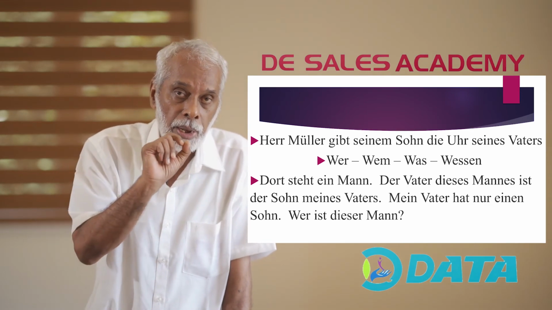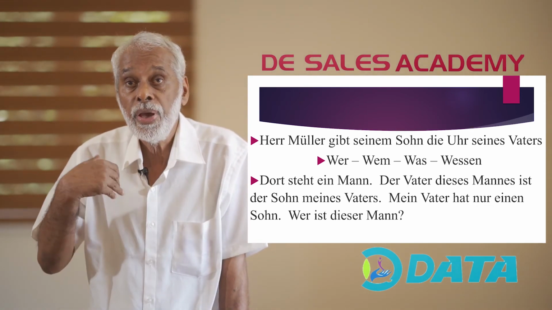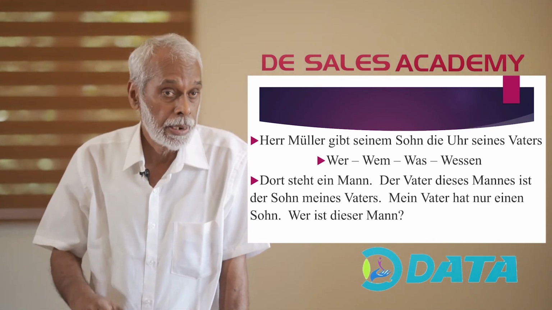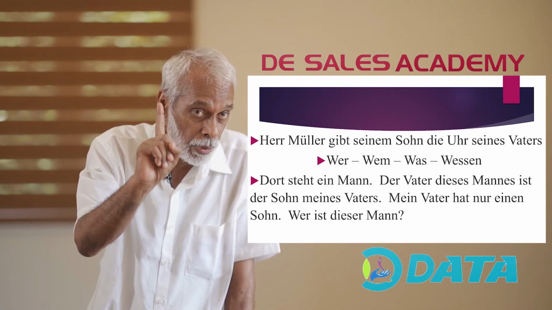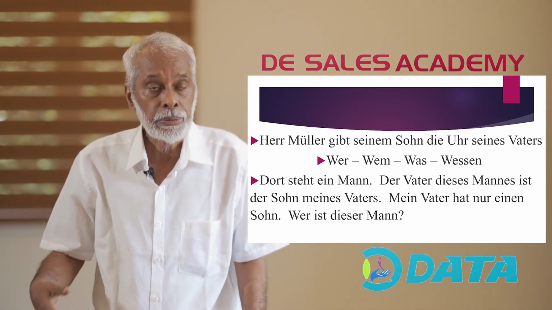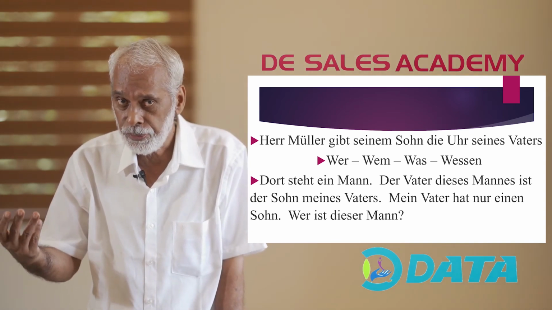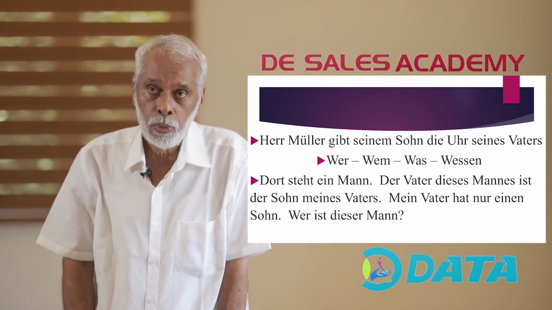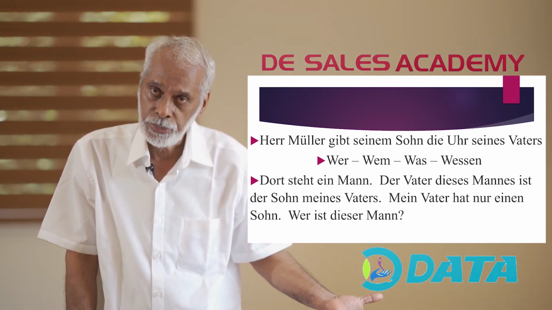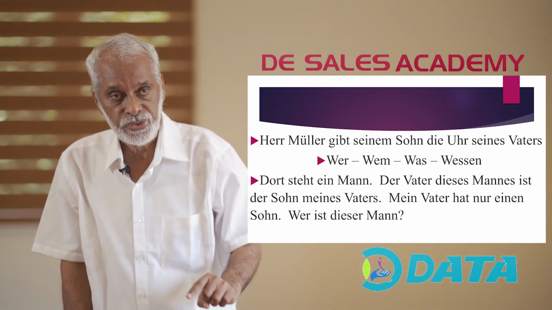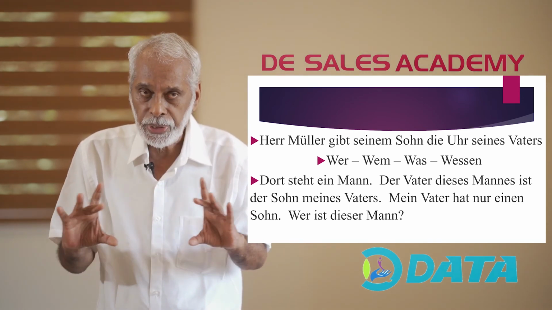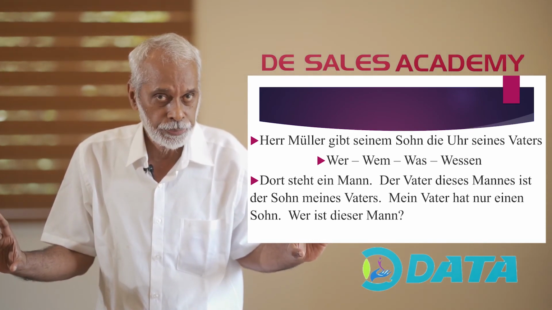Who gives? Wer gibt? Nominative, Herr Müller. Wem gibt er? Seinem Sohn. Dative, position number 1. Was gibt er? What does he give? Die Uhr, accusative, after the dative noun, and then comes the genitive, whose watch? Seines Vaters. So with that, we are coming to the end of all the cases in the German language.